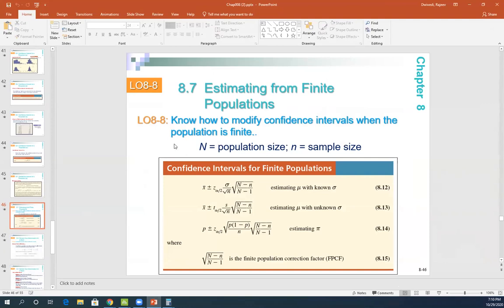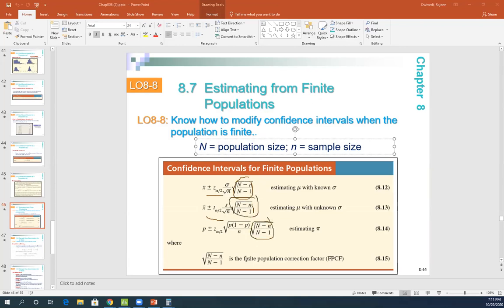Now here you can see, if a finite population is there, for a finite population, capital N is for the population, small n for the sample. This factor has been included in all the formulas. Here you can see this is added in the z test, in the t test, and in proportion. This is called the finite population correction factor. That is the square root of population size minus sample size divided by population minus 1. This is called the finite population correction factor.